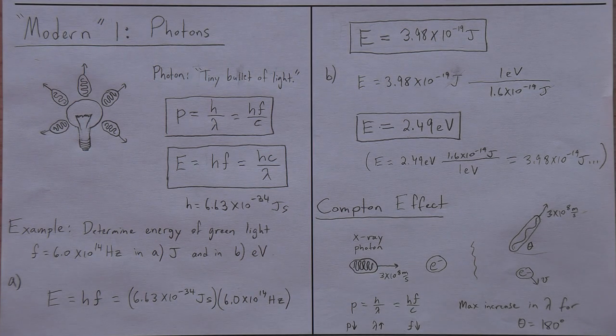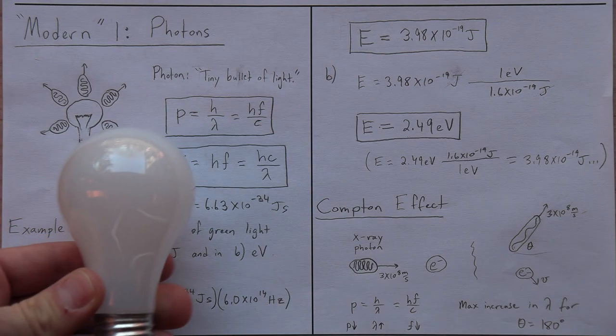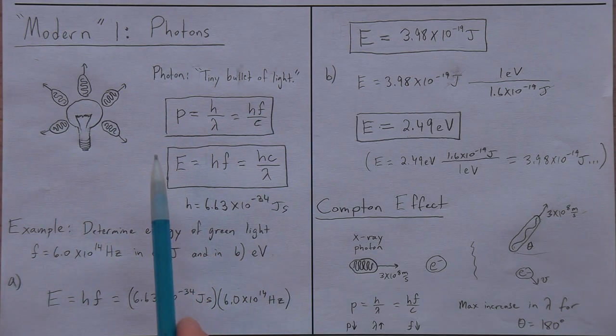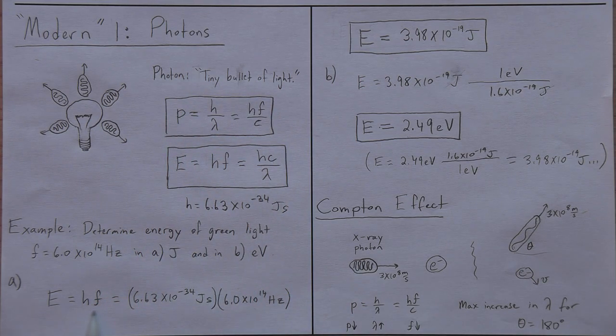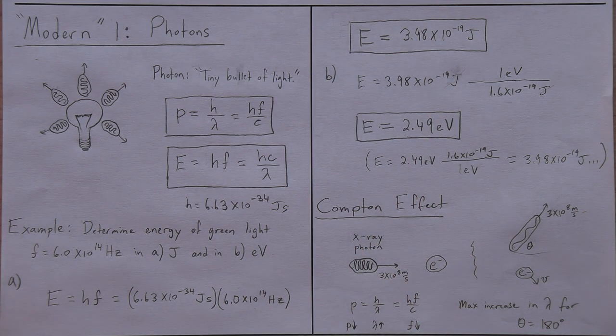So that's our first concept in this topic. Light bulbs actually send out tiny submicroscopic bullets that have momentum and energy given by these formulas, and we could calculate the energy, right, by plugging in frequency or wavelength, and then we could do conversion to electron volts. So that's our first video of the topic. I'll see you in the next video.